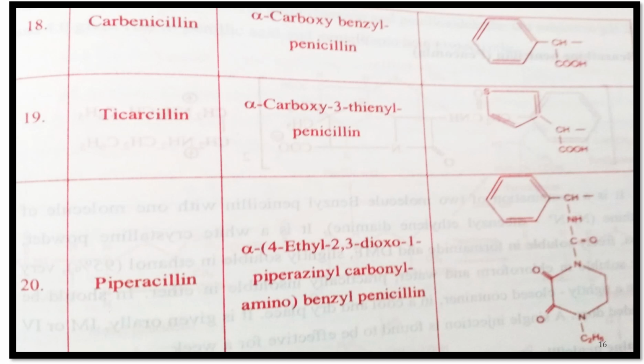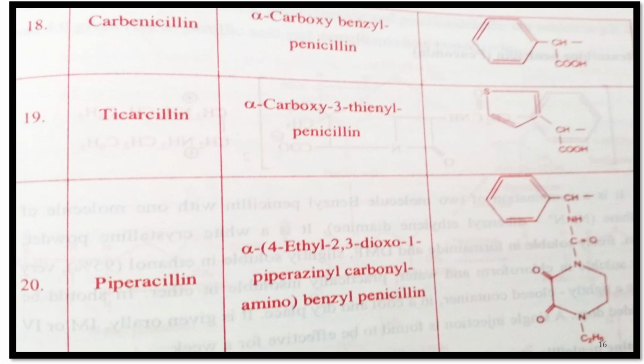Next is carbenicillin. Carbenicillin is nothing but alpha carboxy benzyl penicillin. Next is ticarcillin. It is alpha carboxy 3-thienyl penicillin. So a thiophene nucleus is present. The R group contains a thiophene nucleus. At the third position, it is attached with CH-COOH. So alpha carboxy 3-thienyl penicillin.